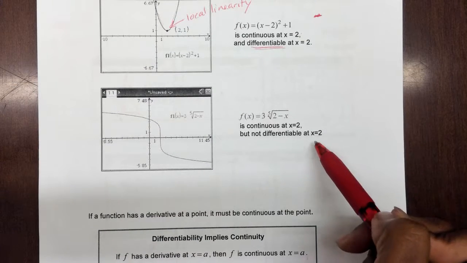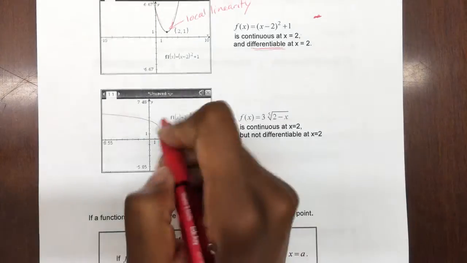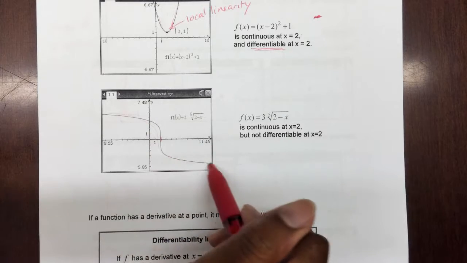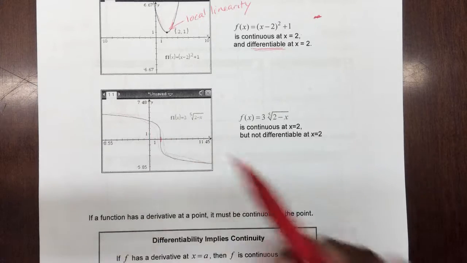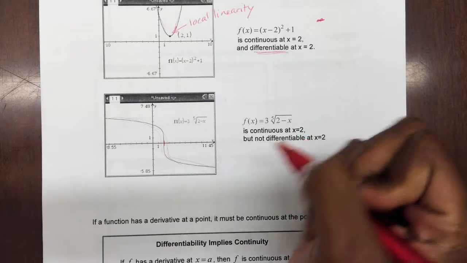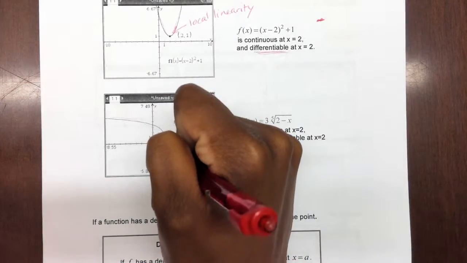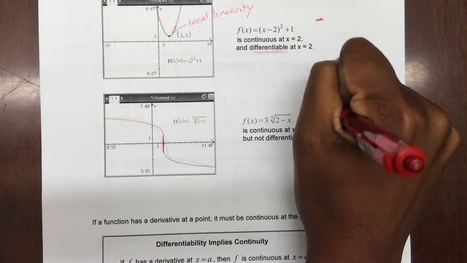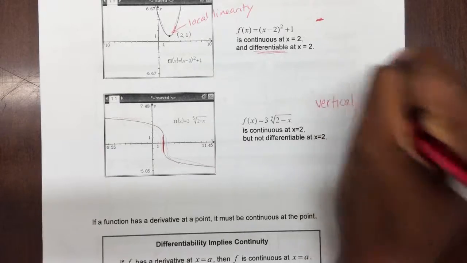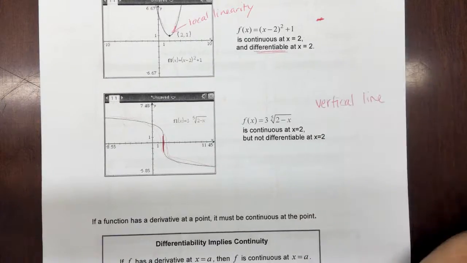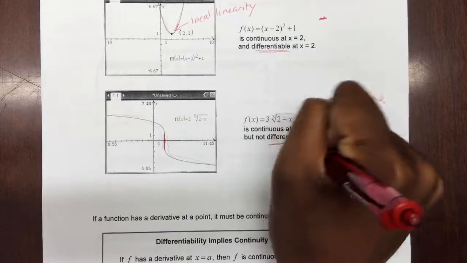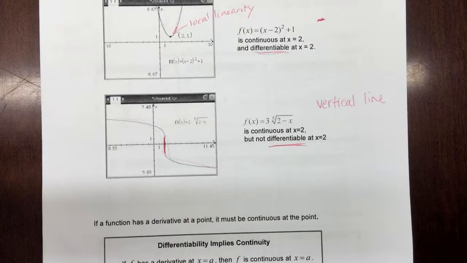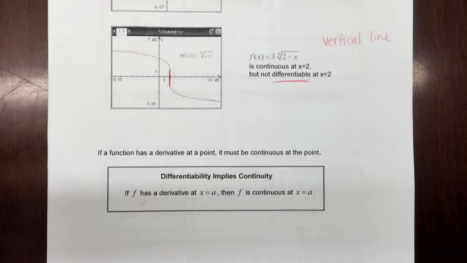So for this next one, we're looking at x equals 2, which is here. Again, our graph is continuous. There's no discontinuity. The limit from the left is equal to the limit from the right. The problem here is we have a line, but it's a vertical line. Remember, the vertical line is a vertical tangent, which means that our slope is undefined. So because we have a vertical line at x equals 2, we are not differentiable. That vertical tangent gives us an undefined slope, which means we will not be differentiable at x equals 2.